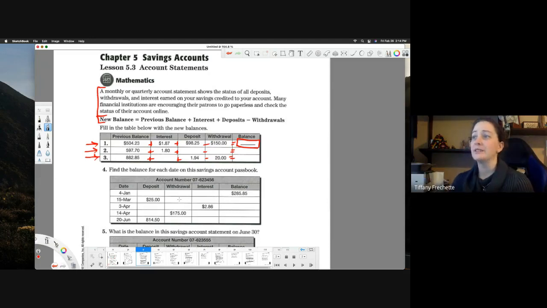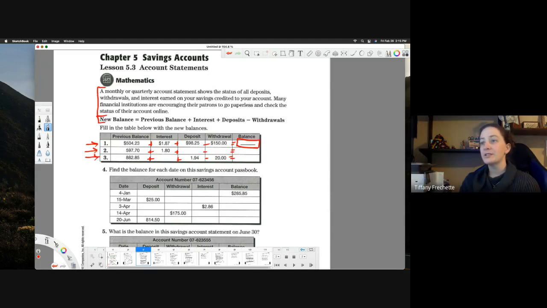So same thing with this next one. We have find the balance for each date on this savings account passbook. So it's kind of the same thing as a check register for a checking account. It's just a way to keep track of your transactions, whether they're debits or credits. Debits are positive, meaning they're going into your account. Credits are negative, meaning they're coming out, like a withdrawal. So this wants you to keep a daily balance. Definitely you should be keeping track of your account balance and what you're spending.